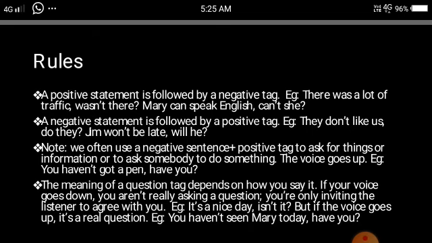Note that we often use a negative sentence plus positive tag to ask for things, to ask for information, or to ask somebody to do something. And then the voice goes up. You haven't got a pen, have you? So I am sure you don't have a pen. I want to confirm, I want to make sure that you don't have a pen. I'm asking for information and that is why I raise my voice. You haven't got a pen, have you?